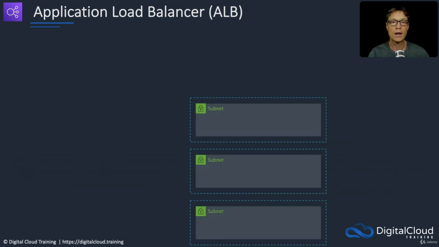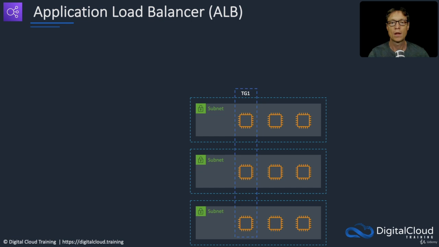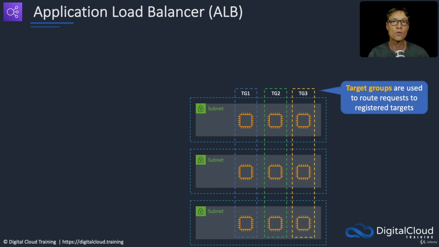So let's say we have 3 subnets, each in a different availability zone. And in each of those subnets, we have 3 EC2 instances. We can then create something called a target group and group these different instances. A target group is used to route requests to the registered targets. So in other words, the load balancer will direct requests to a target group and the instances that are registered and active in that target group.